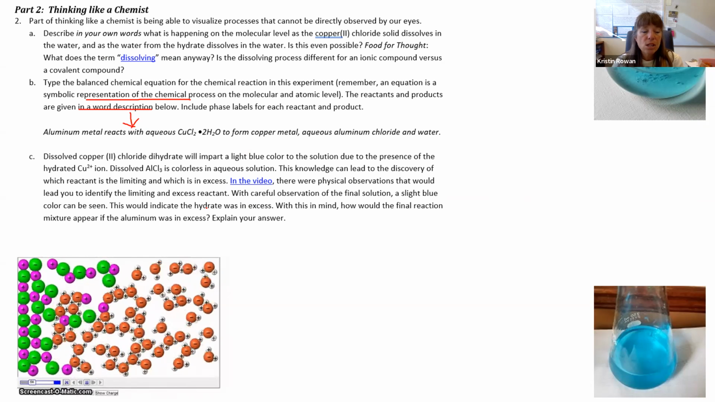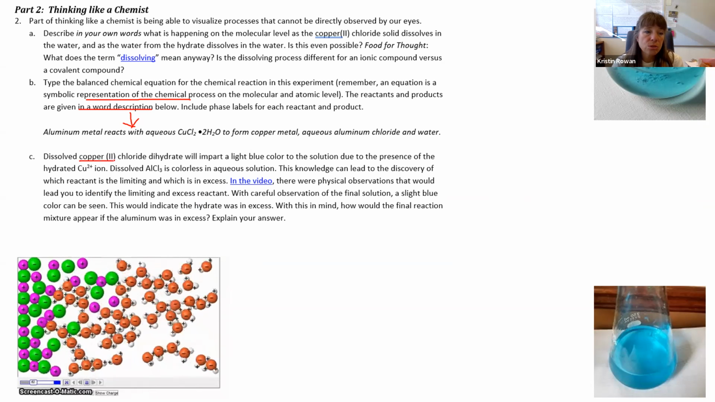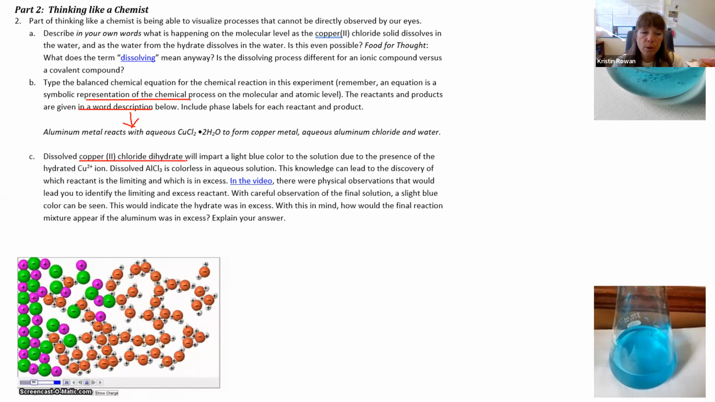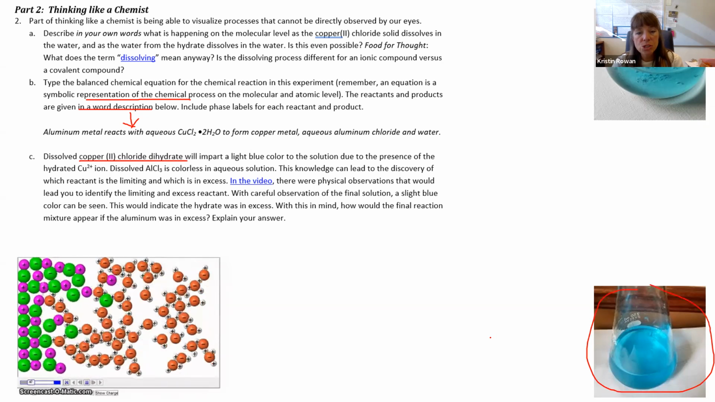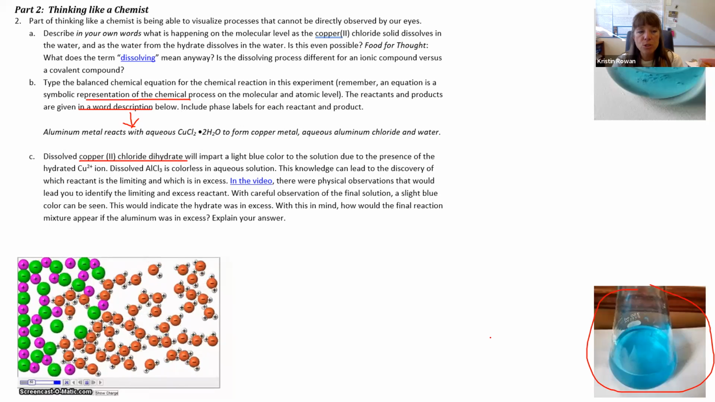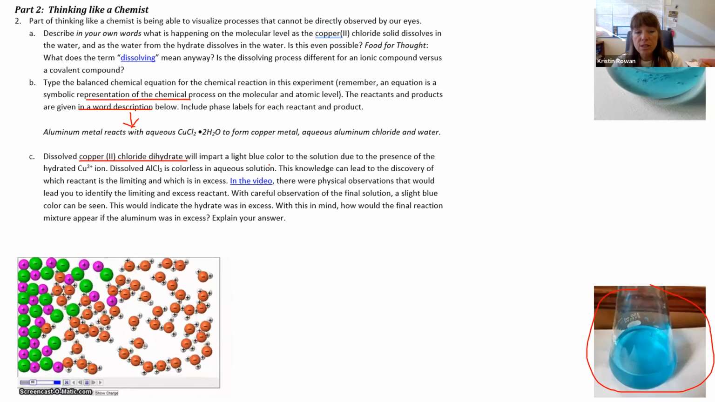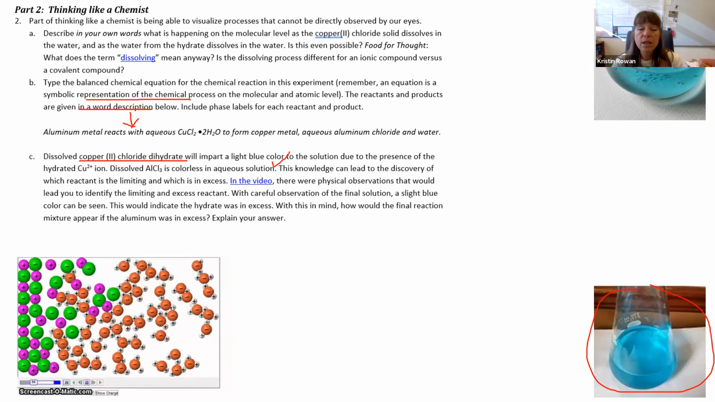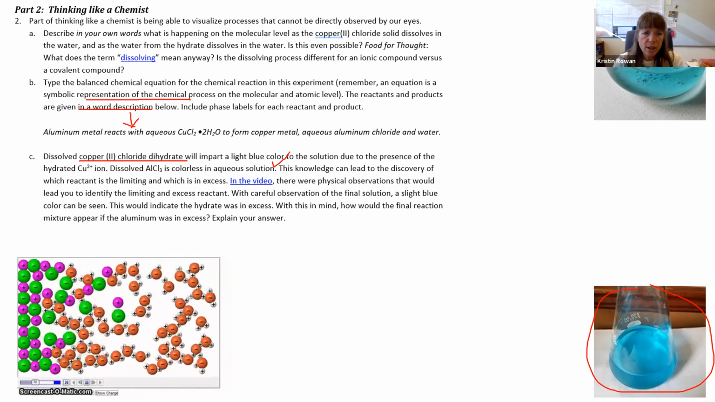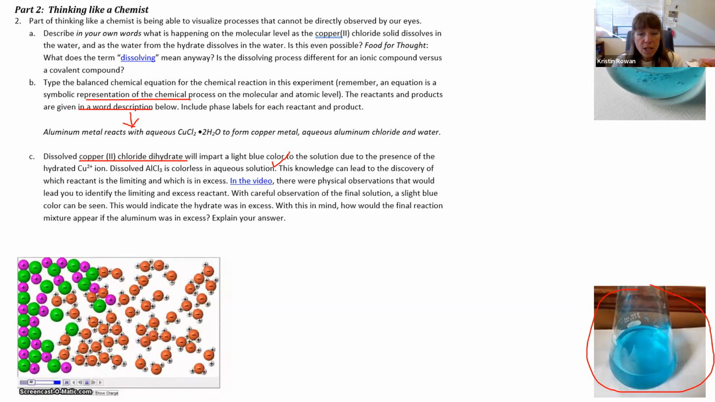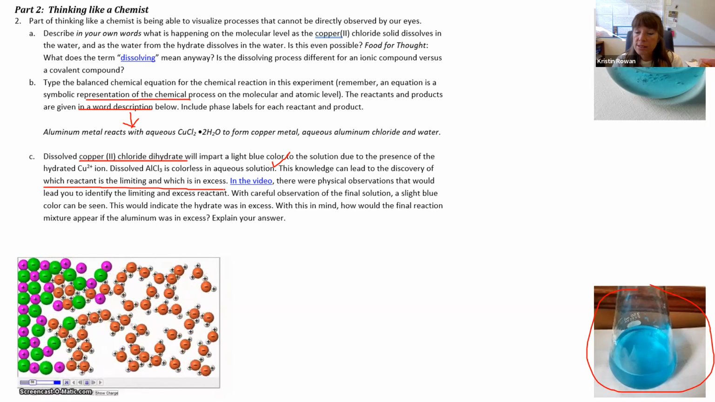All right, so now this letter C here is talking about that dissolved copper 2 chloride dihydrate will impart a light blue color, you see it down here in the lower right, to the solution due to the presence of hydrated copper 2 plus. Dissolved aluminum chloride is colorless in aqueous solution. These are clues for you in order to help you understand the process of what's going on in that flask. This knowledge can lead to the discovery of which reactant is the limiting and which is in excess.